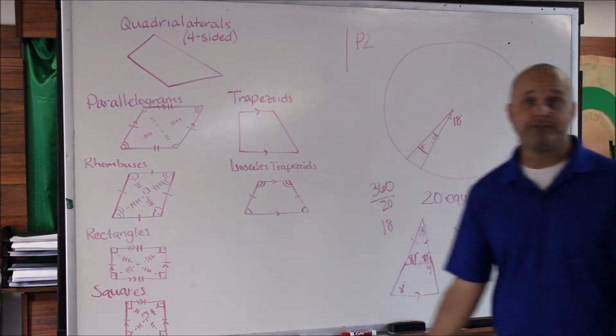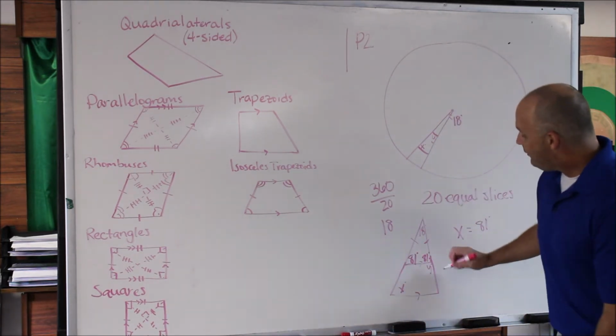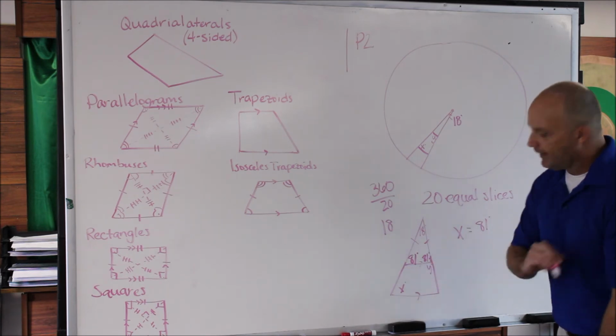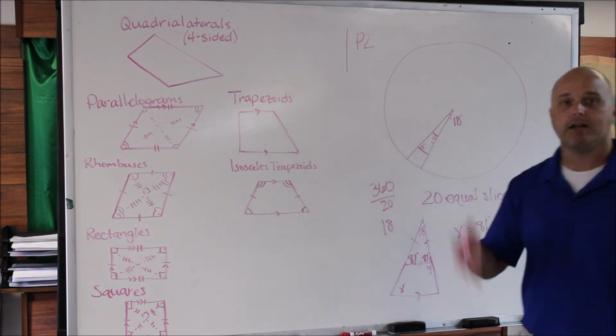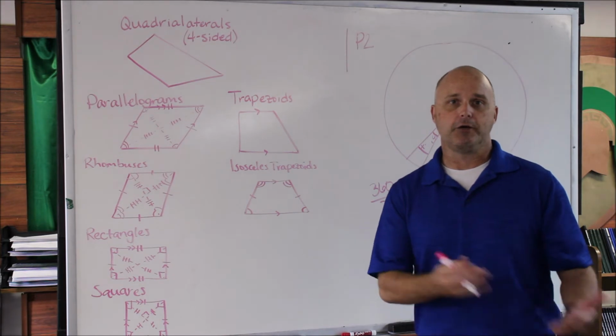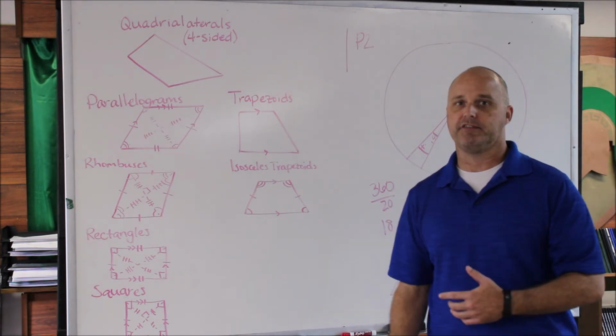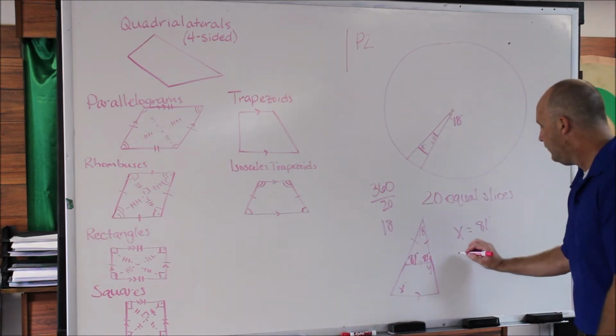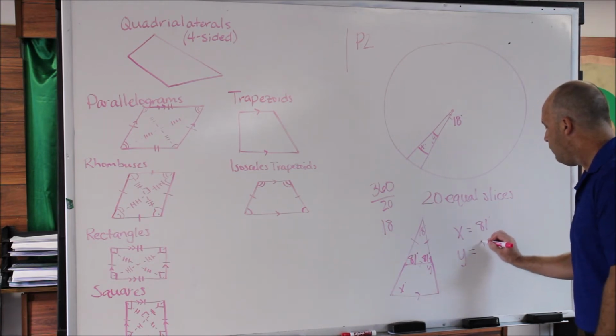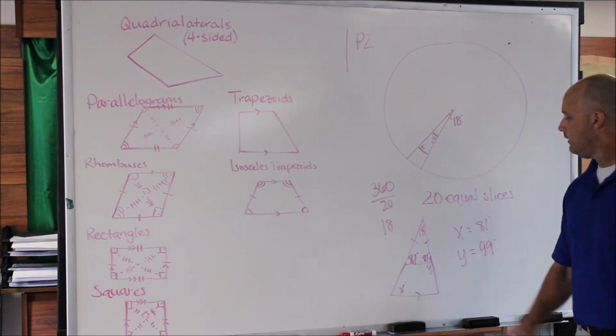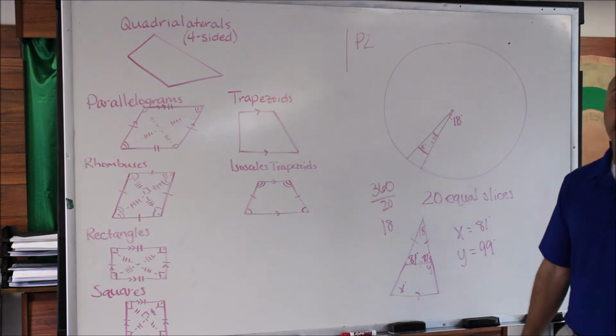Y is even easier to figure out because Y is paired up with this 81 degrees here and they make a linear pair. So if they're a linear pair, it's simply going to be 180 minus 81, which gives you Y. So 180 minus 81 is 99 degrees. So X is 81 degrees and Y is 99 degrees.